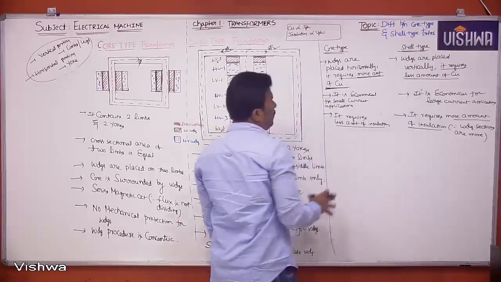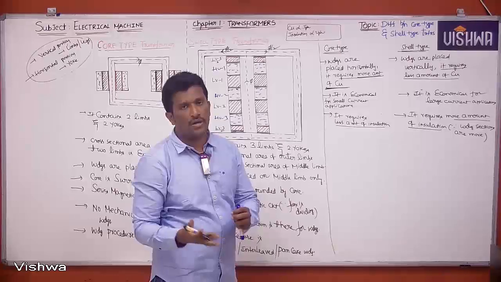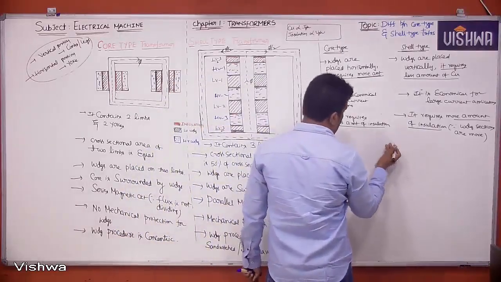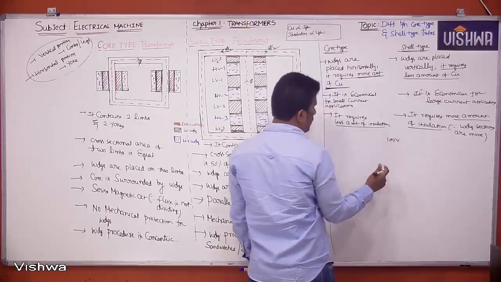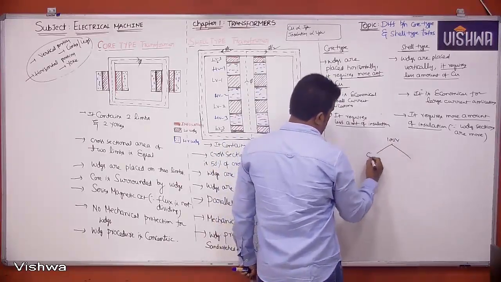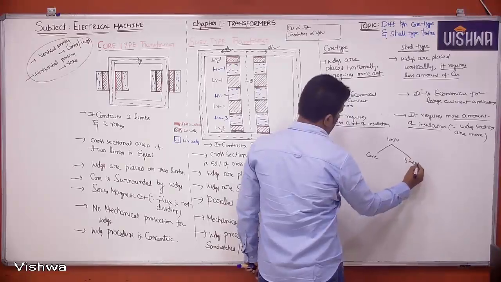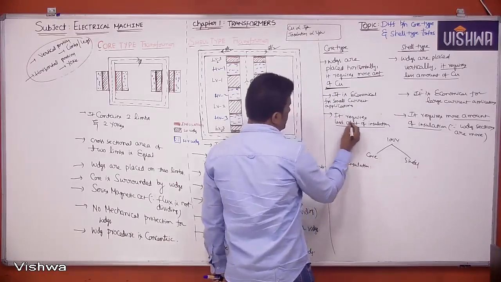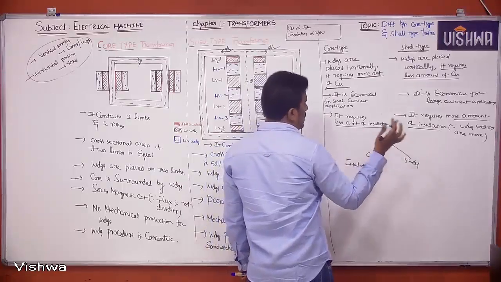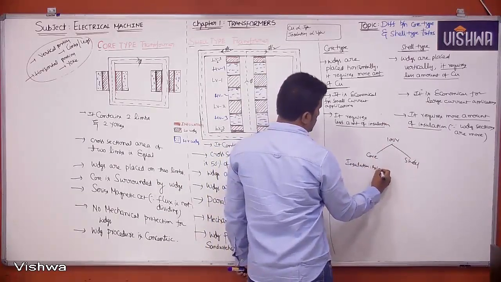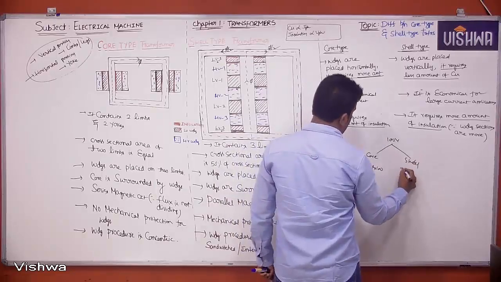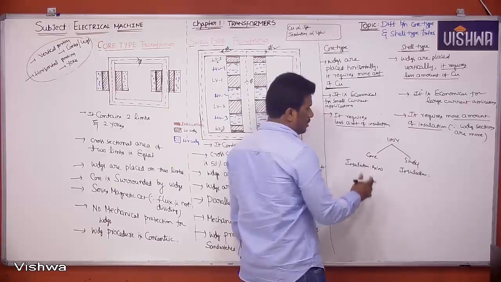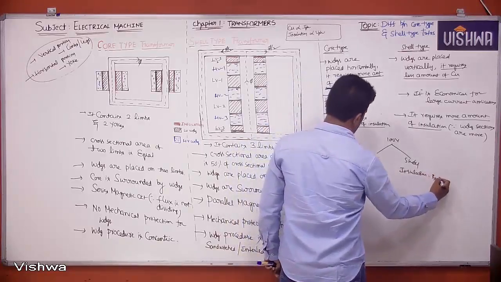So which one is economical for large voltage, and which one is economical for small voltage applications? I'll take the same example, 100 volts. Core is there, shell is there. I'm calculating insulation in terms of money. I told you it requires less insulation for 100 volts, so let us assume it requires 100 rupees. For shell type it requires more, so let me take 200 rupees.